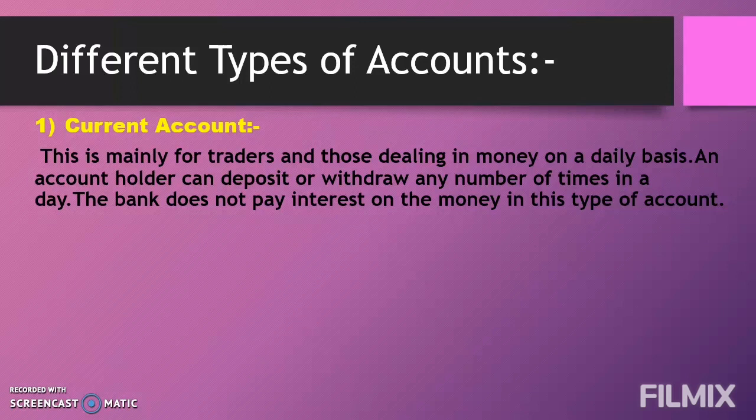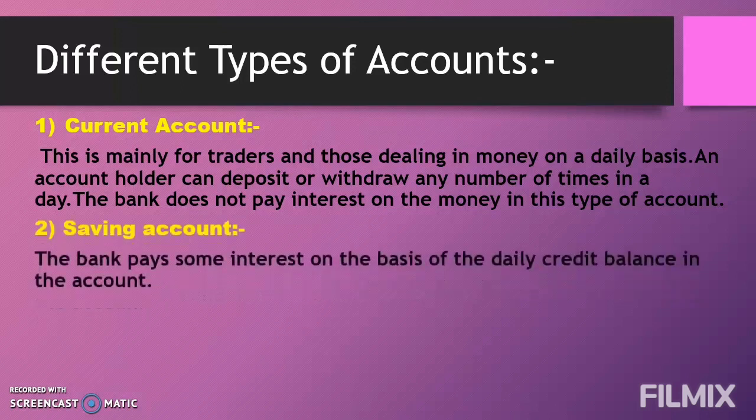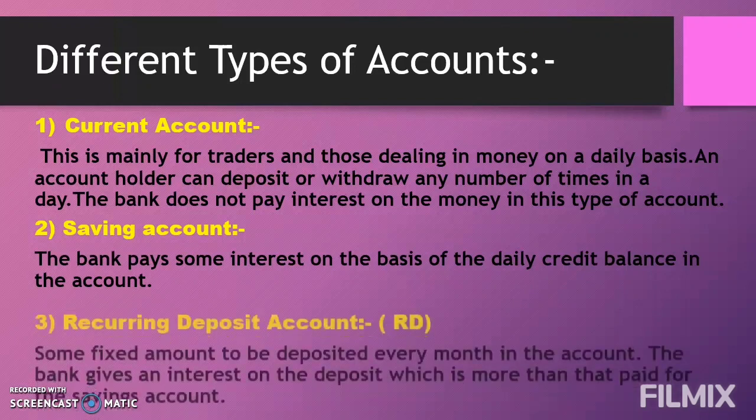First type of account is current account. This is mainly for the traders and those dealing in money on a daily basis. An account holder can deposit or withdraw any number of times in a day. The bank does not pay interest on the money in this type of account. Next is saving account. The bank pays some interest on the basis of daily credit balance in the account.